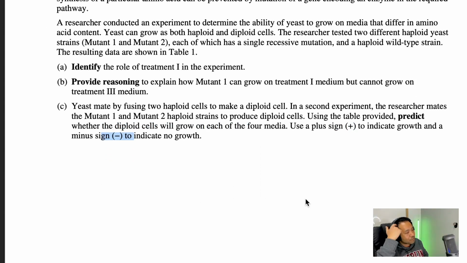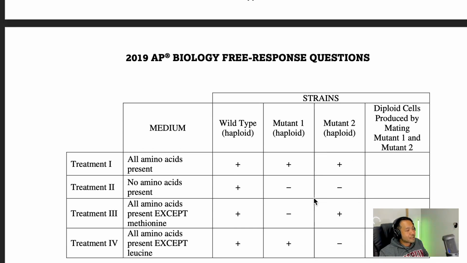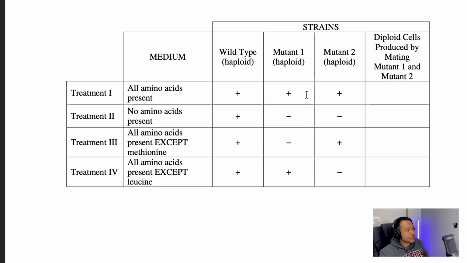All right, so now this is where things get fun, because I feel like we can overlay some of these ideas with genetics as well. So for instance, all amino acids present, the diploid version of mutant 1 and 2, when you combine them together, that's of course a plus. Treatment 2, that's actually also a plus. And I'll tell you why.